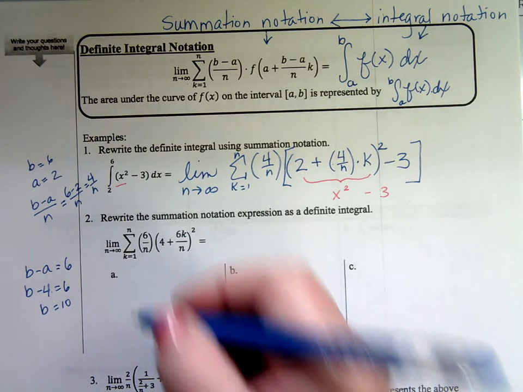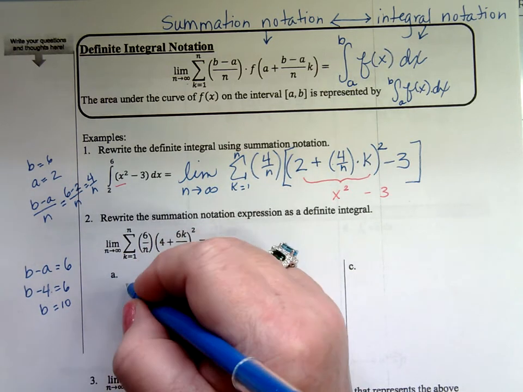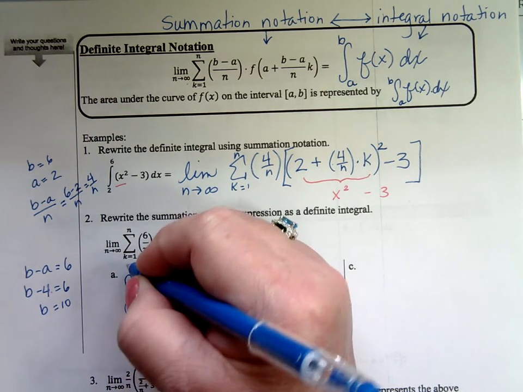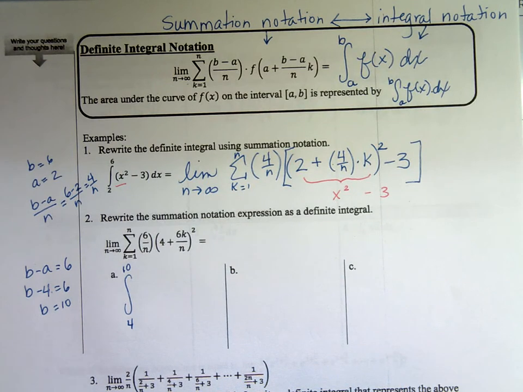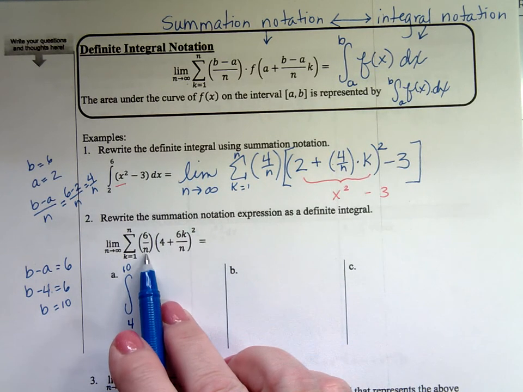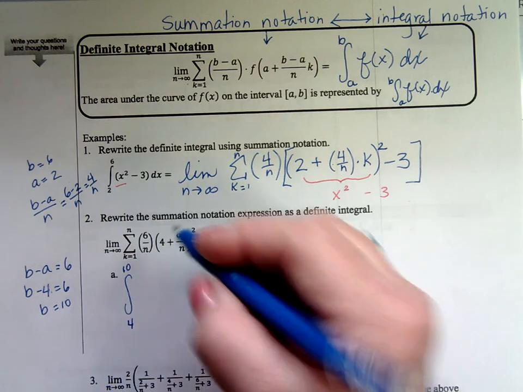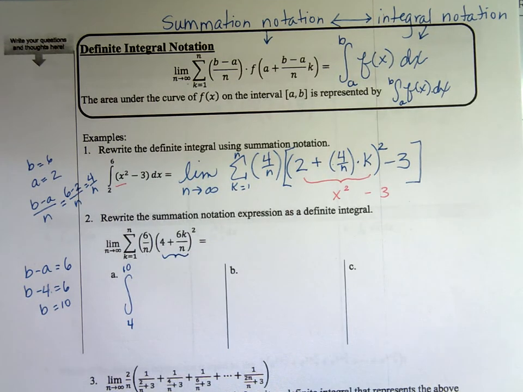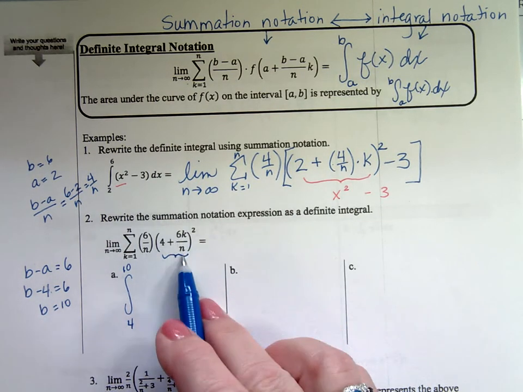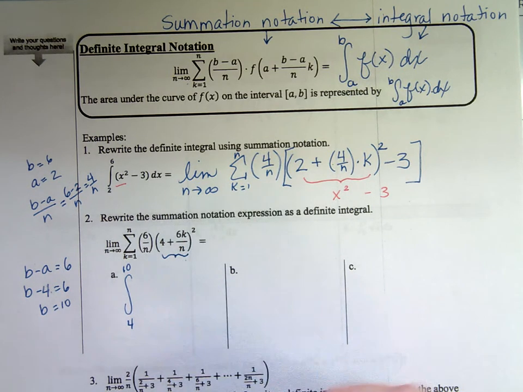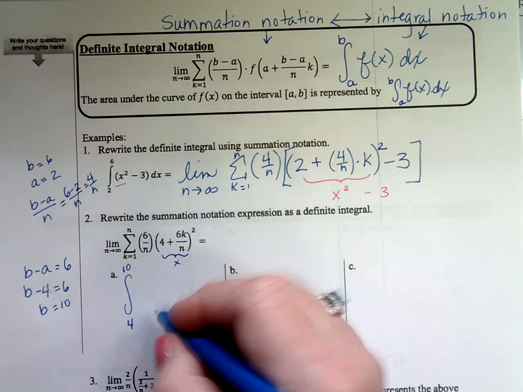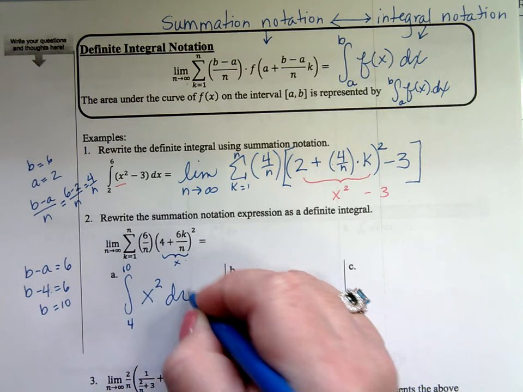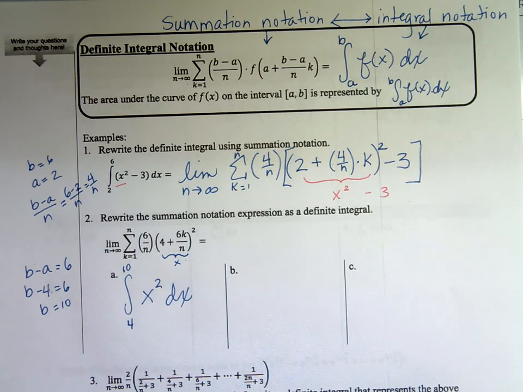So one way to write this, if A is 4, here's my integral notation, A is 4, B is 10. This is my B minus A over N. This represents my X piece, right? 4 plus B minus A over N times K. And what are you doing with that piece? You're squaring it. So this would be X squared, and then you need to have that with respect to X at the end. By the way, Mr. AP takes points off if you don't put the dx at the end. So one way to write this would be in this format.